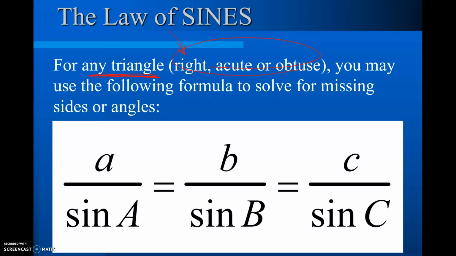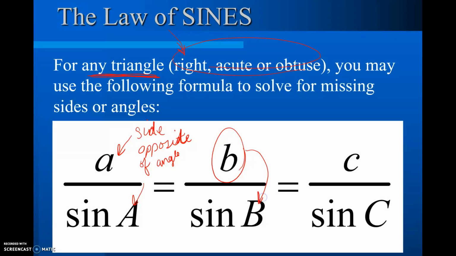So this can be used to find missing sides or angles, and this is how it works. A is the side opposite of angle A. Then again we have B, the side opposite of angle B, and C is the side opposite of angle C. So it's the side over the sine of the angle that's opposite of that side, which will equal the next side over the sine of the angle opposite of it, and so forth.